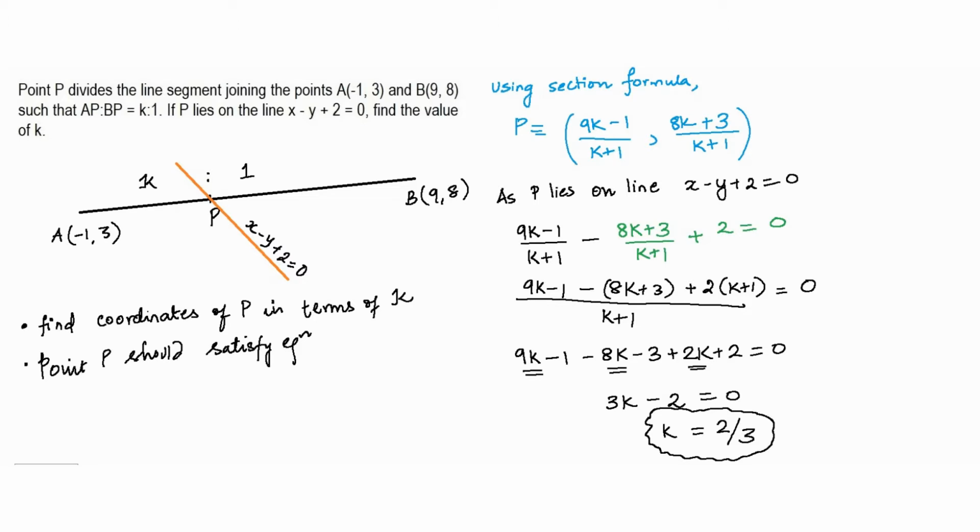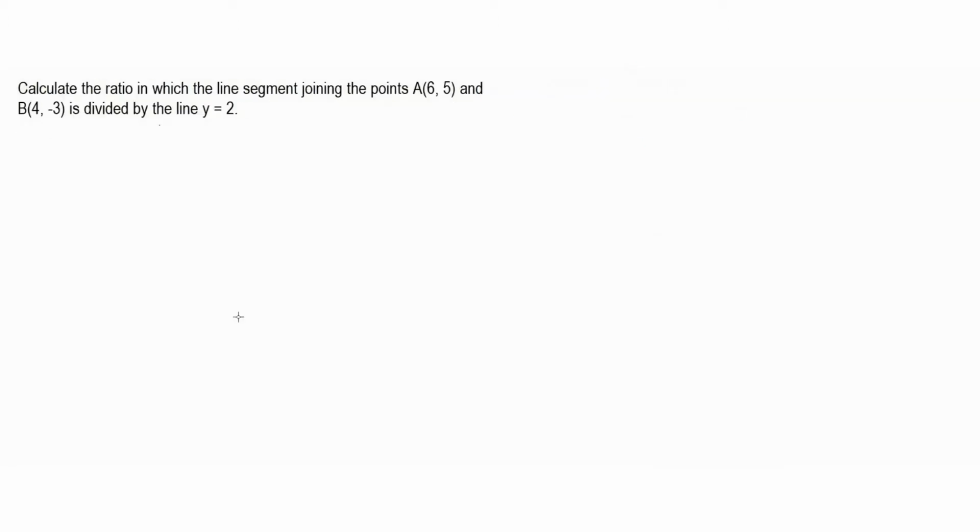Moving on to the next question. Let's consider the following question. Calculate the ratio in which the line segment joining A of 6, 5 and B of 4, minus 3 is divided by the line y equals 2.